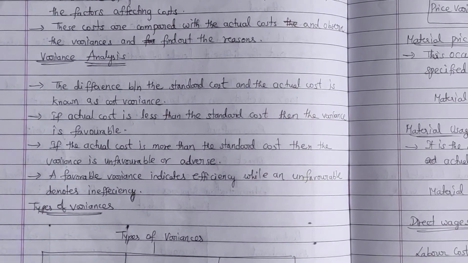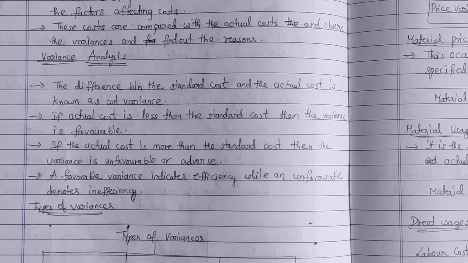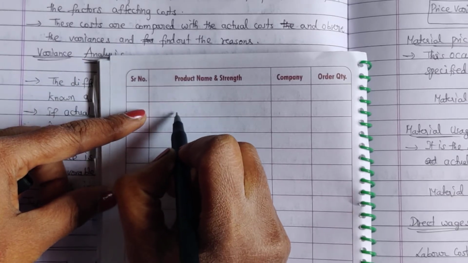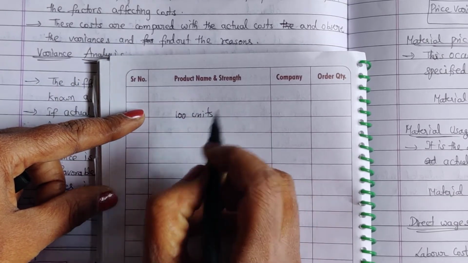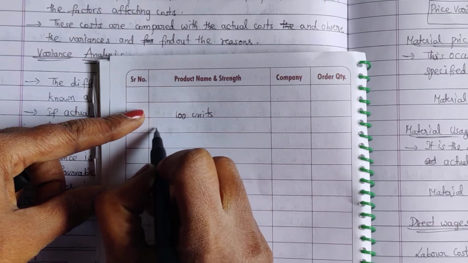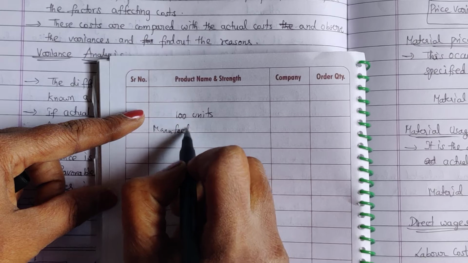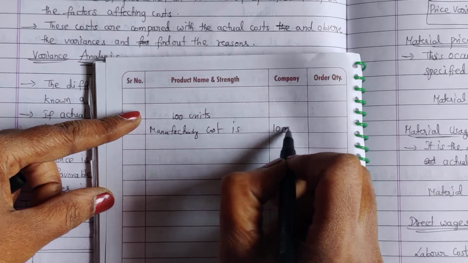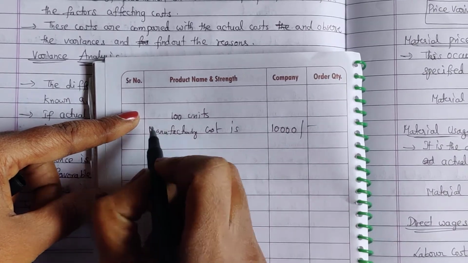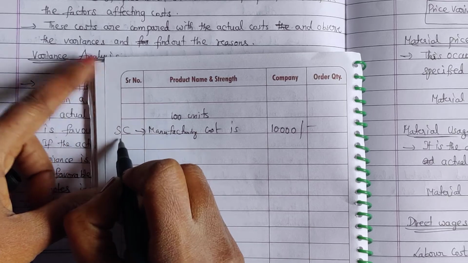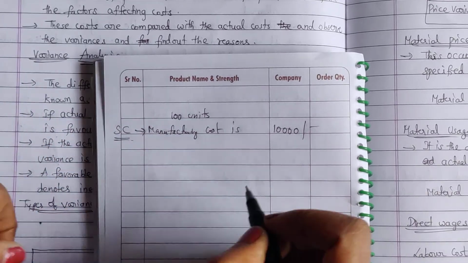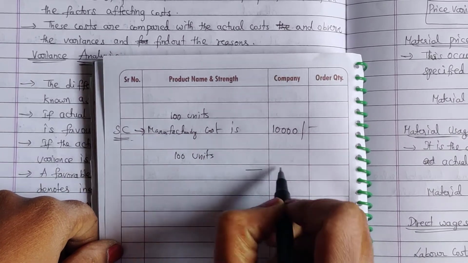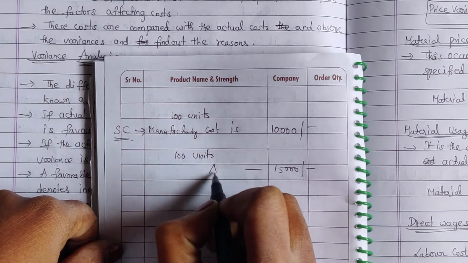So suppose, for example, to produce 100 units, the manufacturing cost is 10,000 rupees. So this is the standard cost. But actually, to produce these 100 units, in real we spent 15,000 rupees. This is the actual cost.